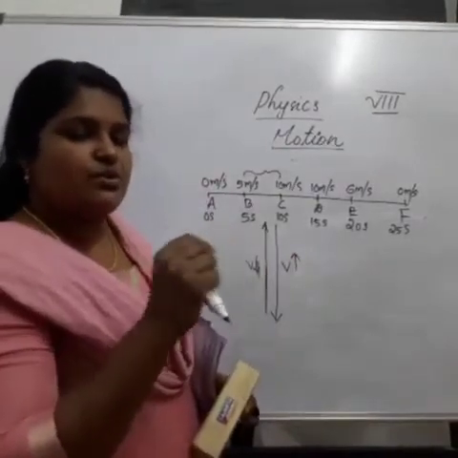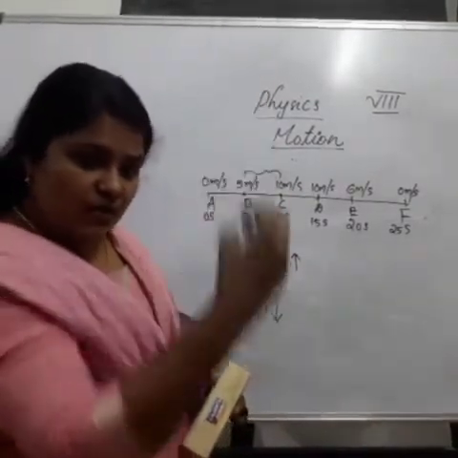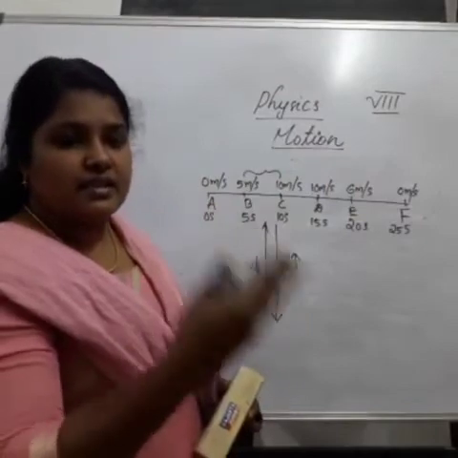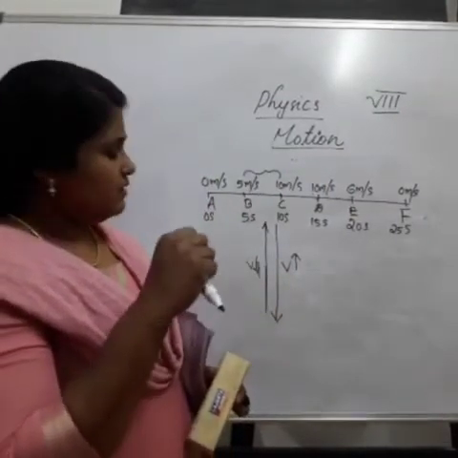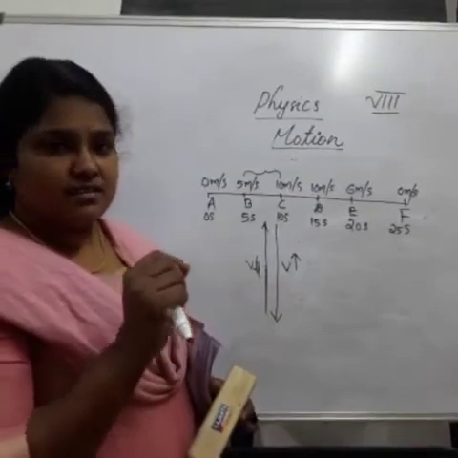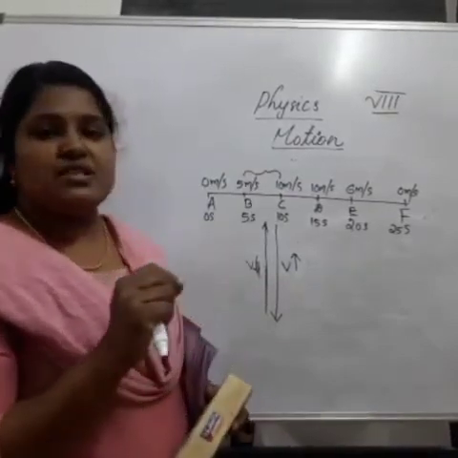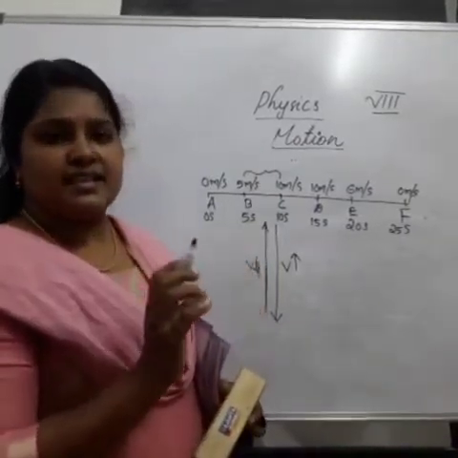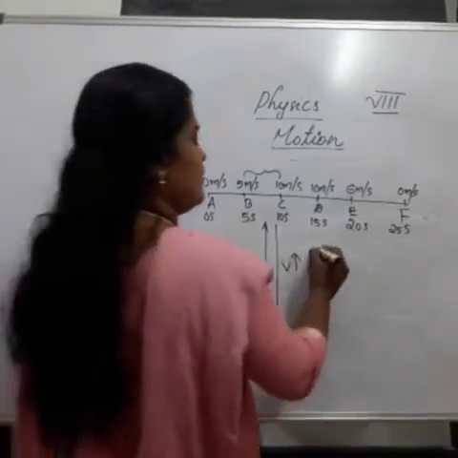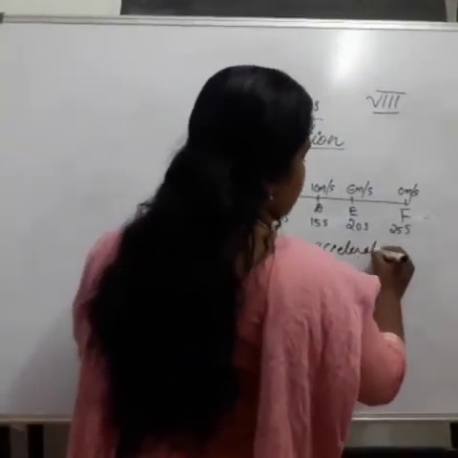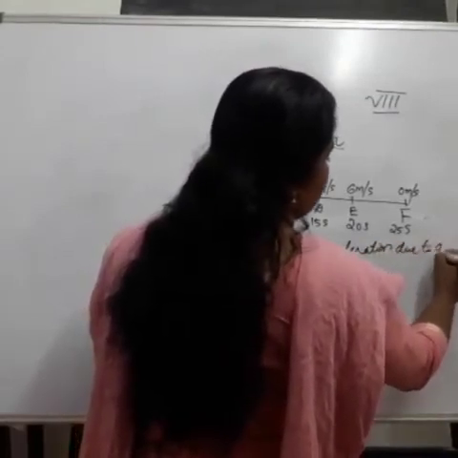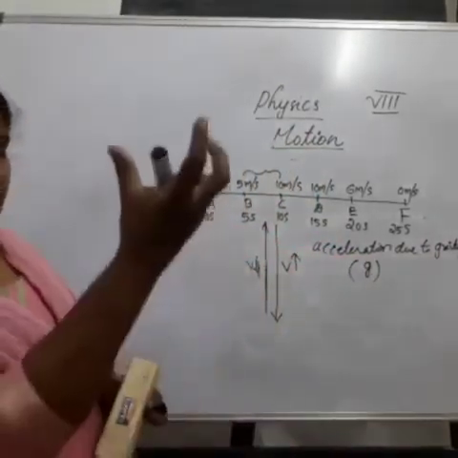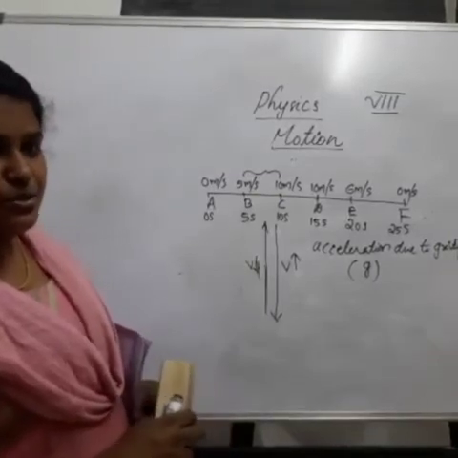This increase in velocity in the downward motion, I told you the velocity of the stone increases. This increase in velocity is due to the gravitational attractive force. So the change in velocity due to the gravitational force is called acceleration due to gravity. Acceleration due to gravity is denoted by the symbol g. The acceleration caused by the gravitational attraction is called acceleration due to gravity.